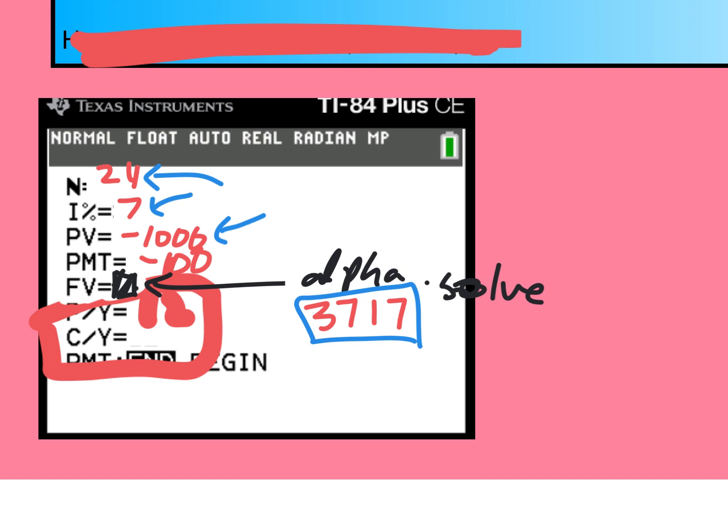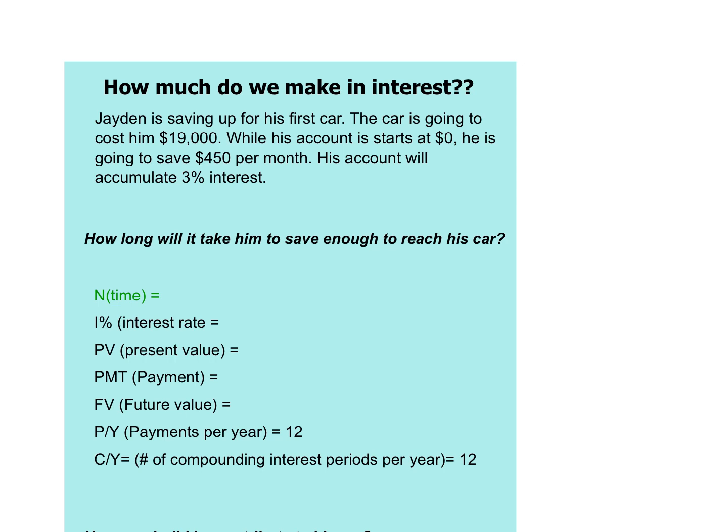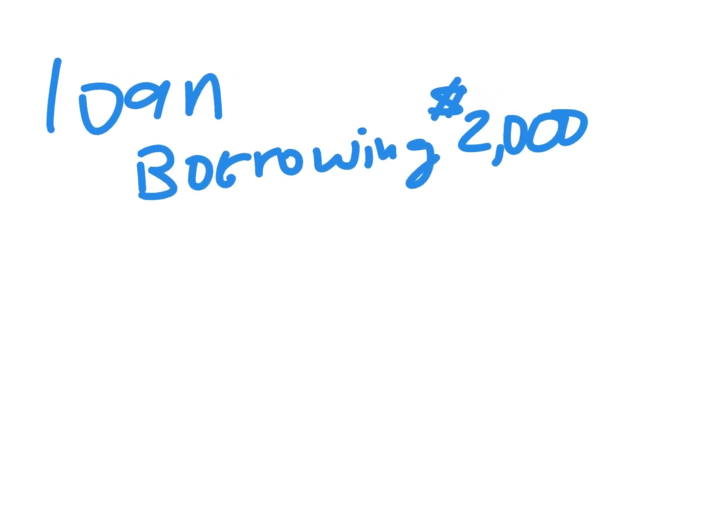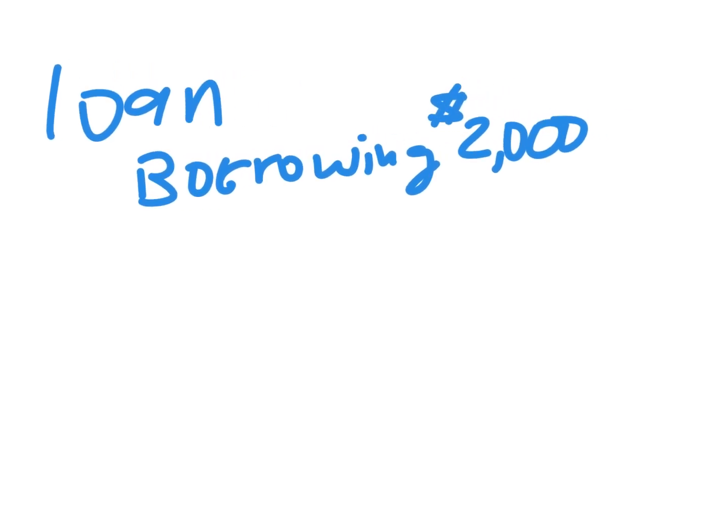Now, one last thing is a loan. We haven't done any loans yet, so I'm going to do one last thing as a loan. Okay, I'm going over here. Loan. All right, let's say that you're borrowing $2,000. Let's say it's because you have this great idea for a business. You're just going to need some money to get it started.